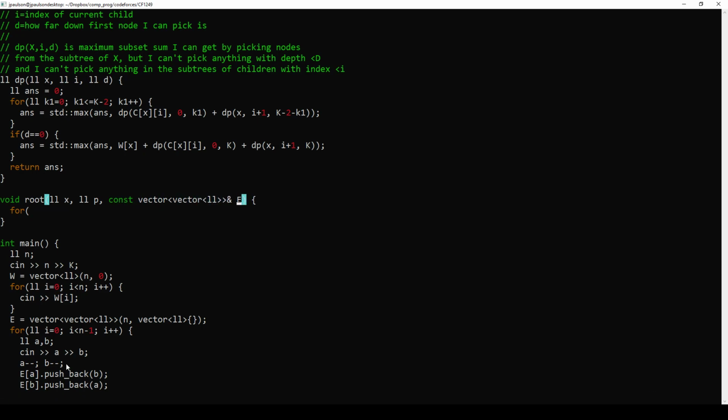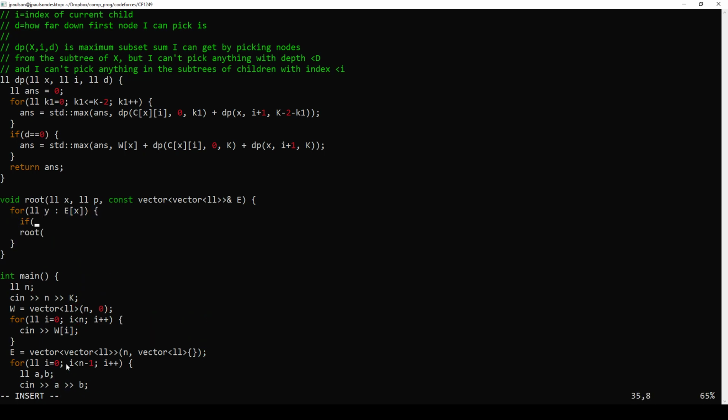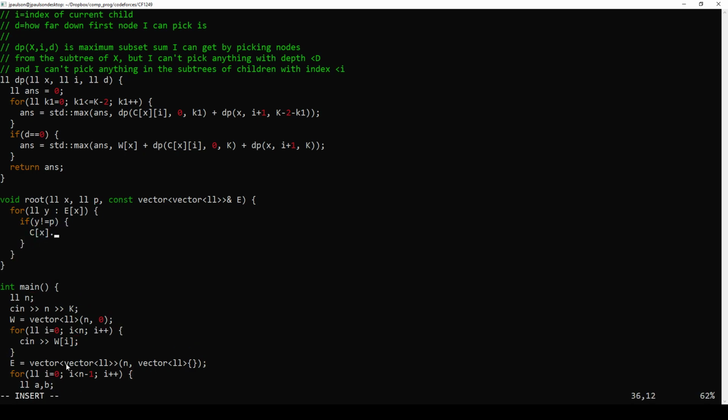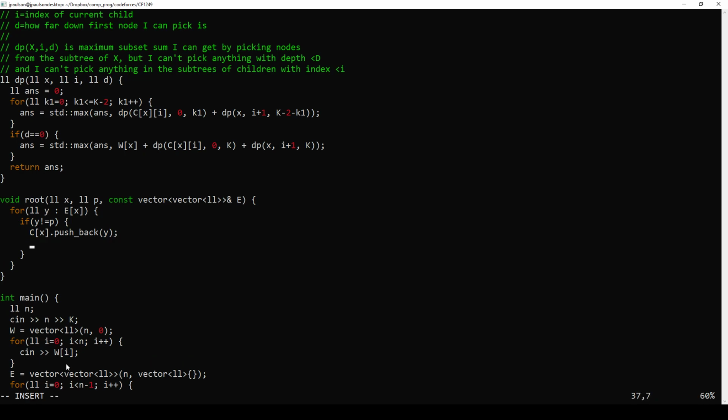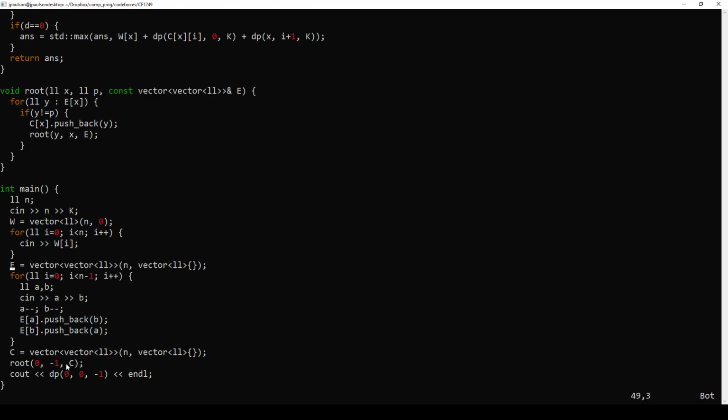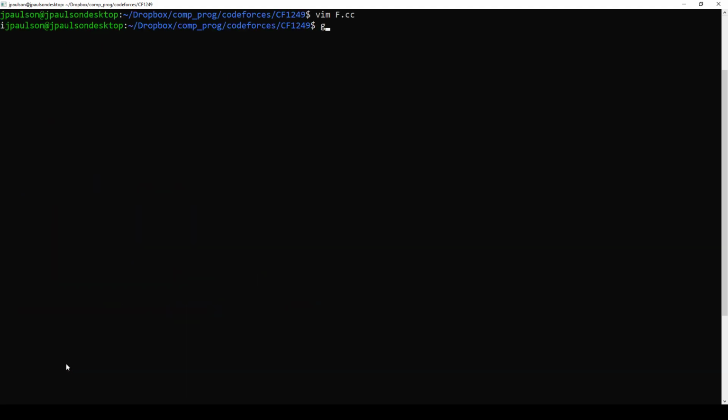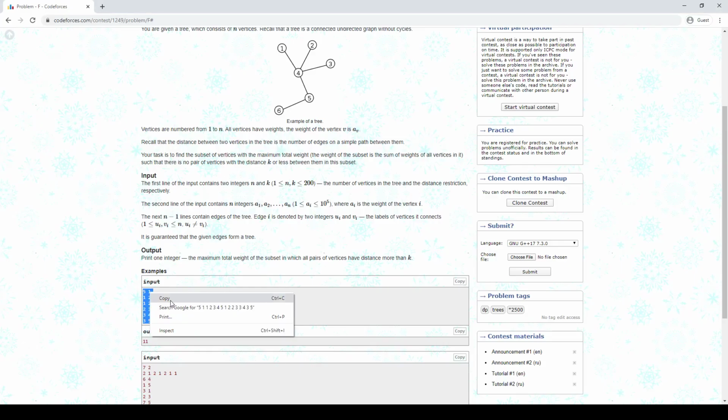So we need to know what the children are. And we don't want to go back to our own parent. So C of x, so y is a child of x, and also we can descend into y. E now is just a local variable because we're replacing it with C. Okay, so this compiles, I think. This is a plausible first try, so I'm just curious if it'll work.